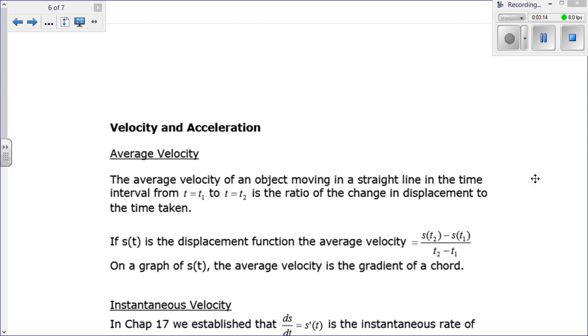Okay, moving on to the next page. We have velocity and acceleration. The velocity, or average velocity, the key here is average, of an object moving in a straight line in the time interval from t equal to t1 to t equal to t2 is the ratio of the change in displacement to the time taken. Okay, again, displacement is position.